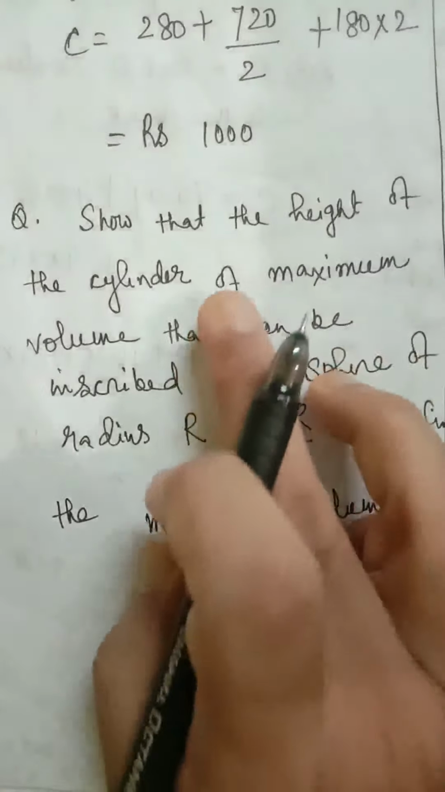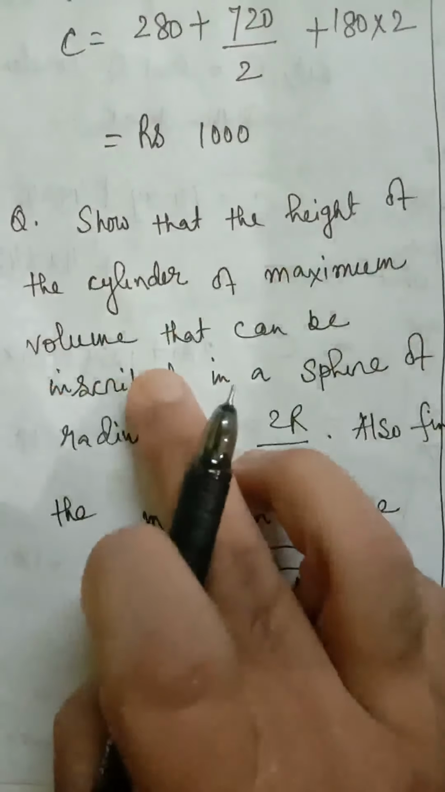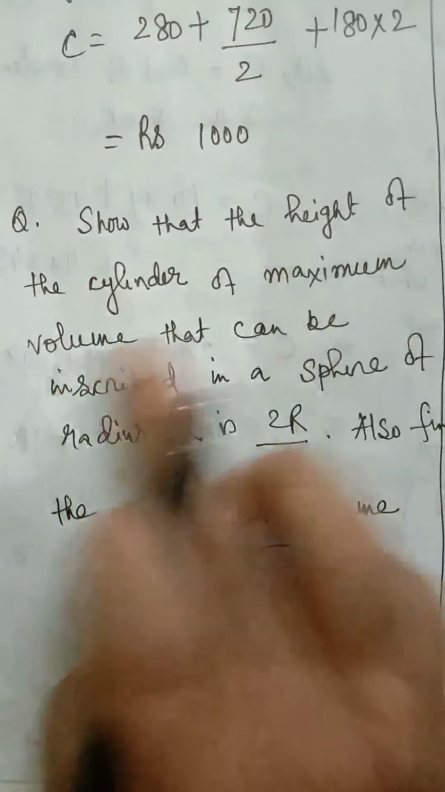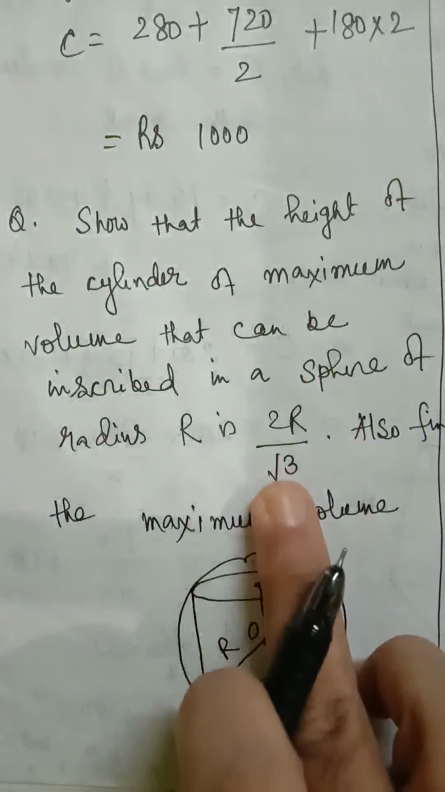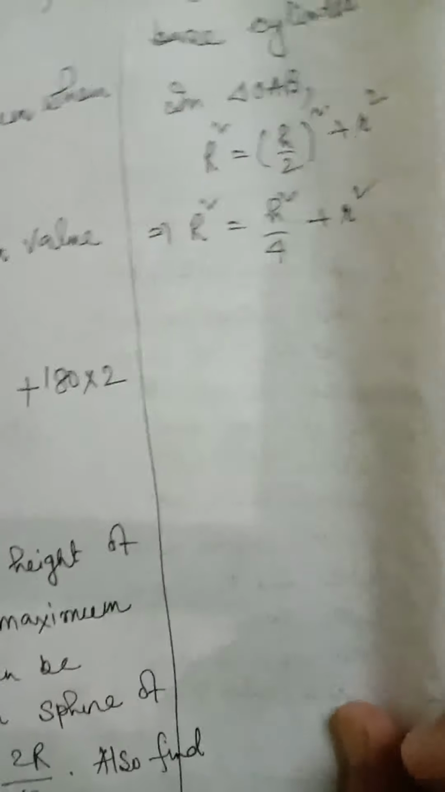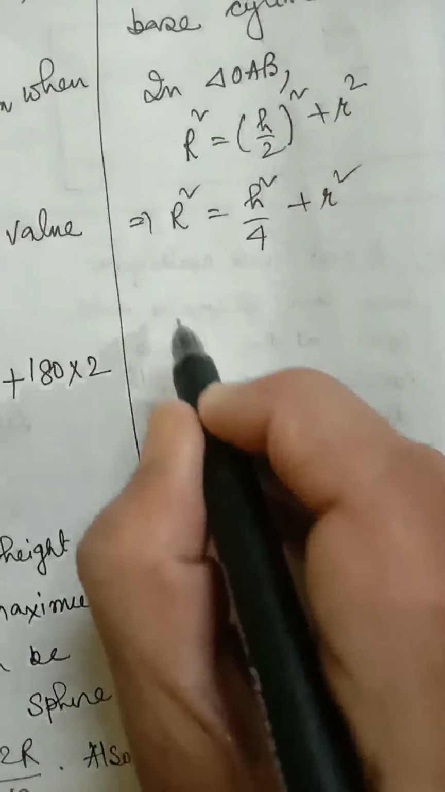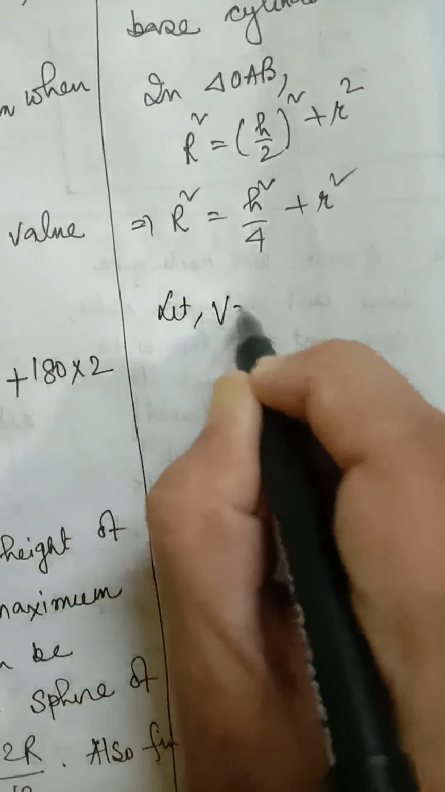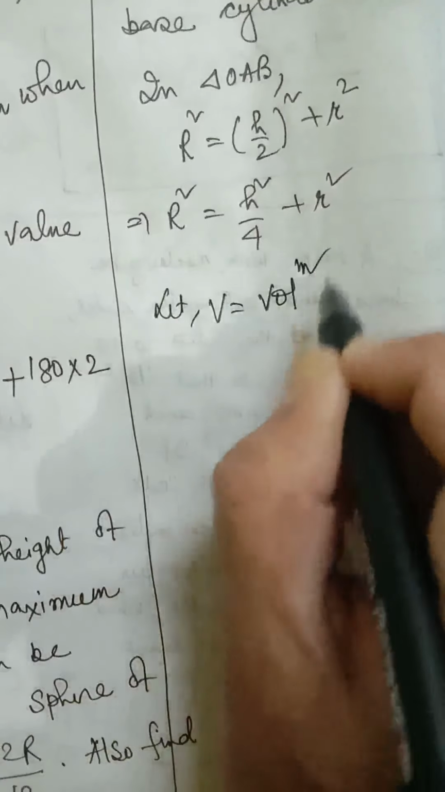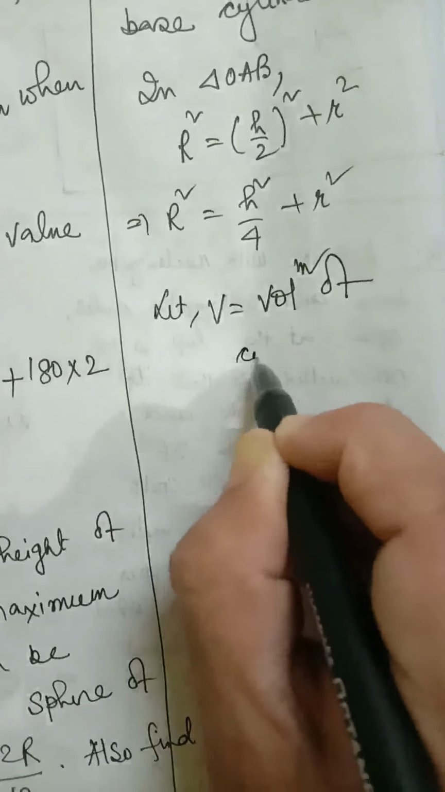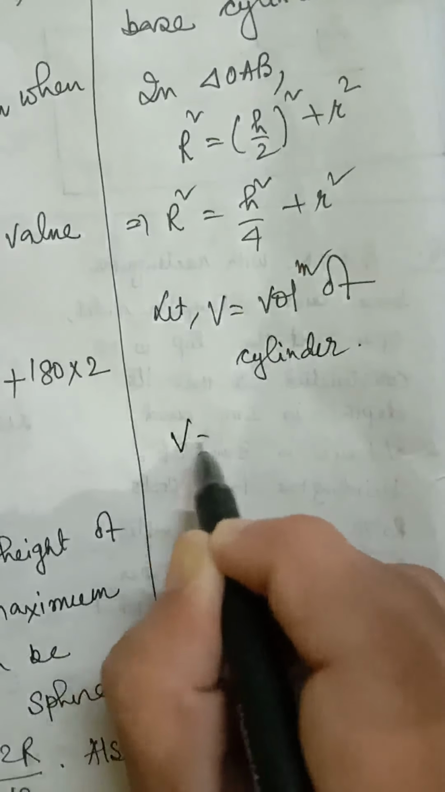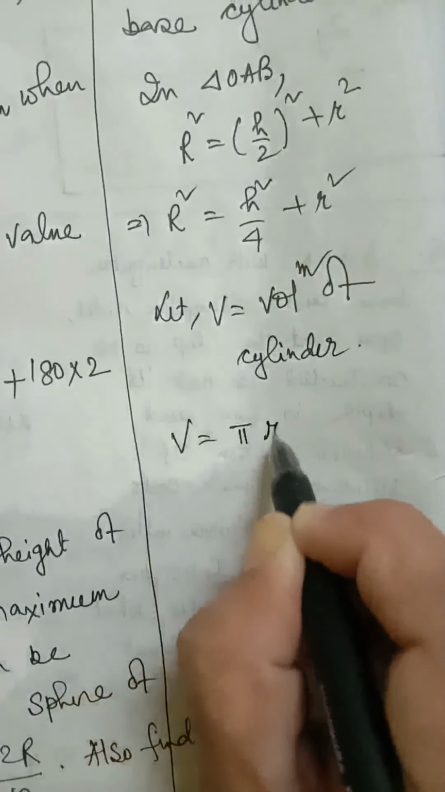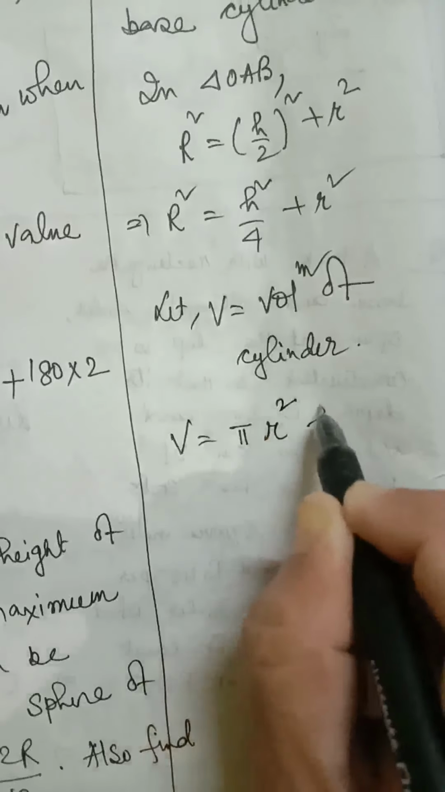Now what we have to prove? We have to show the volume is maximum when the height of the cylinder is twice R by root 3. As we have to show volume is maximum, we will write let V equal to volume of cylinder. What is the formula? V equal to pi r square, radius of the base of the cylinder, into h.